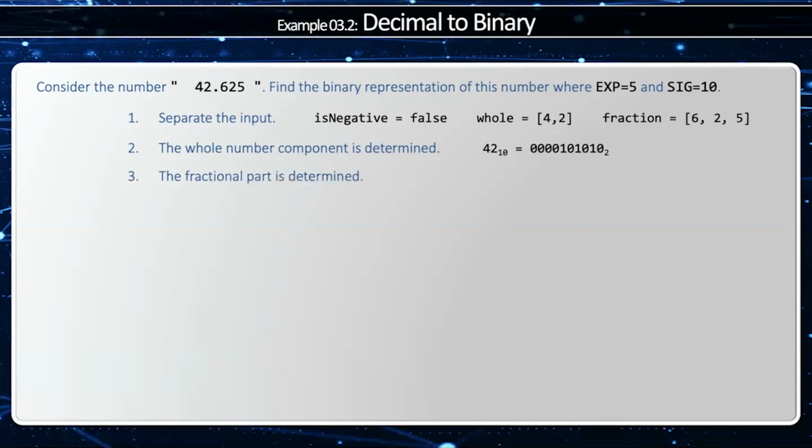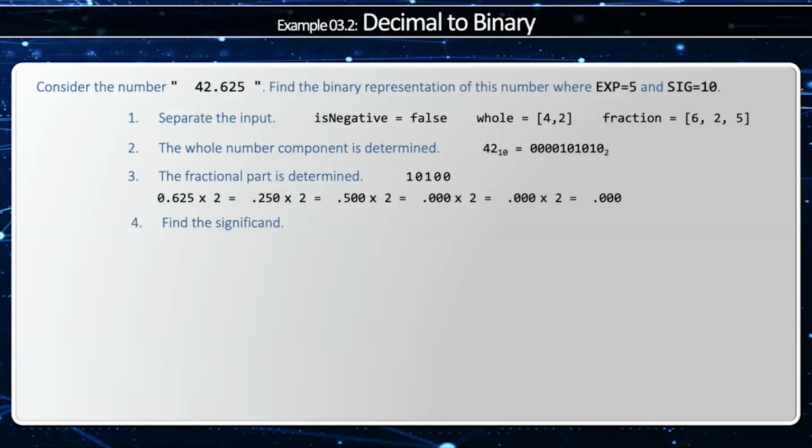Now my fractional part is determined, and I'm going to have 0.625. I'm going to multiply that by 2, and I get 1.25, and that 1 I'm going to retain. Take that 0.25, multiply it by 2, and I get 0.50. That 0 is retained. And I take that 0.5, multiply it by 2, and I get 1.0, and the 1 is retained. Then I take the 0, multiply it by 2, I get 0. And so my final fractional part is 10100.